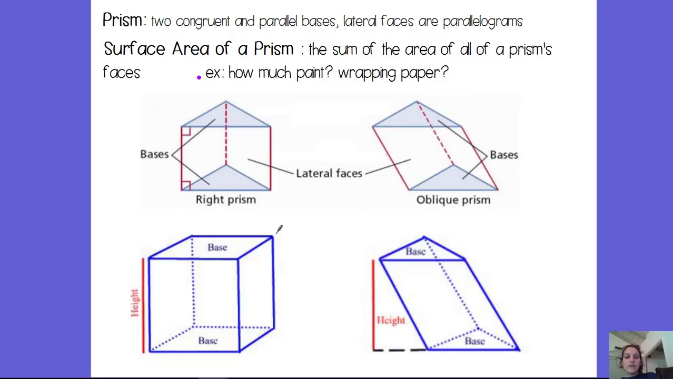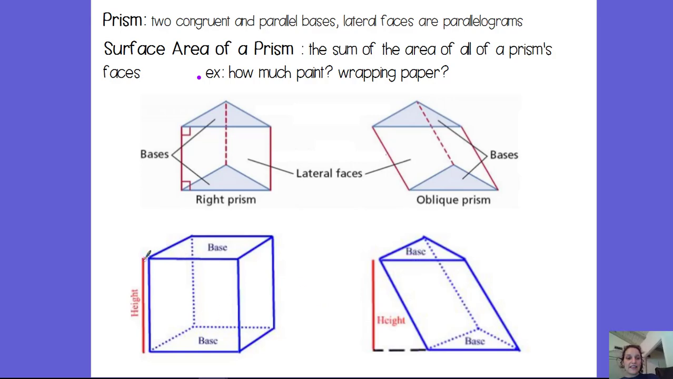But what if your prism is a rectangular prism? In this example, it's telling us that this top and this bottom are the bases, but if we flipped that box over, then we'd have a different base. So for a rectangular prism, technically any two parallel faces can be your bases, but we'll just have to specify which ones we're considering to be the bases.